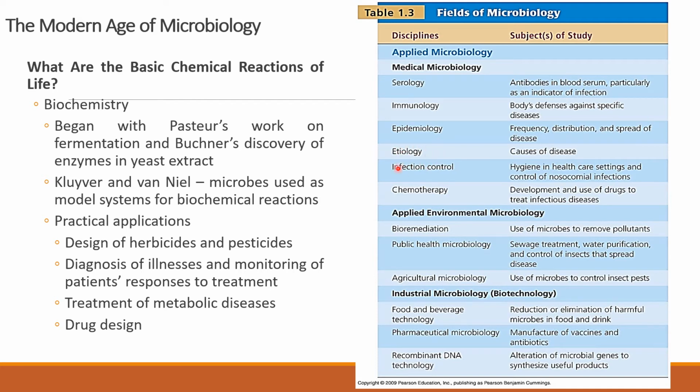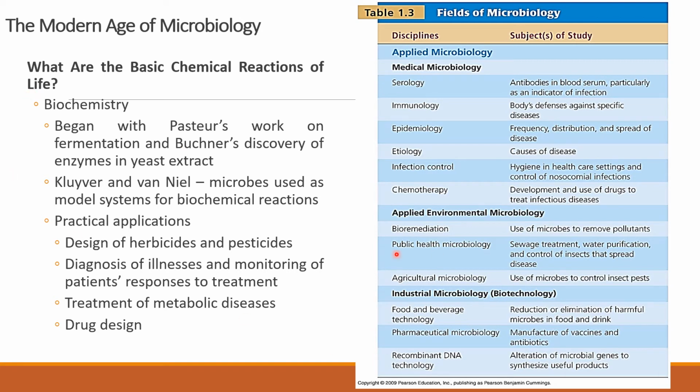Etiology is about the causes for a particular disease. Infection control talks about hygiene in healthcare settings. Okay, it talks about the control of nosocomial infections. Then we have chemotherapy, which talks about development and use of drugs to treat infectious diseases.